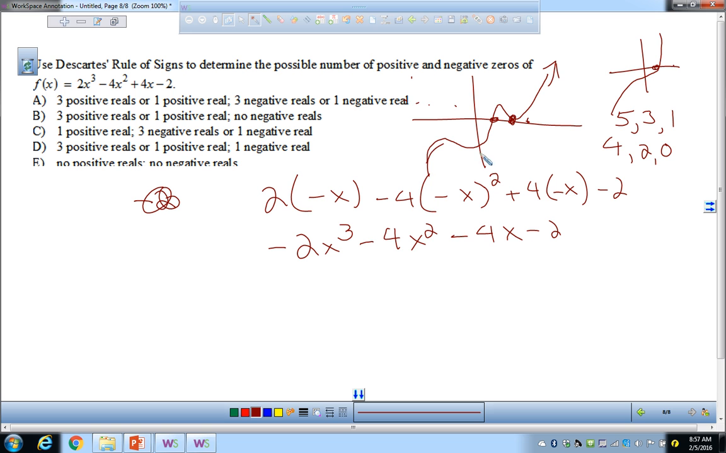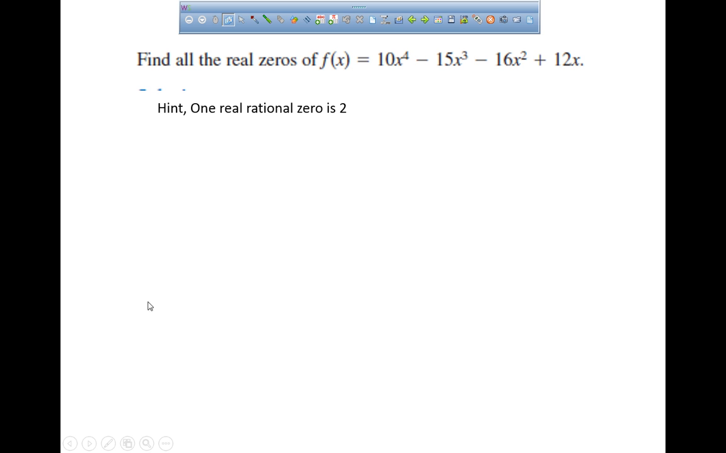Because an odd function goes like that, right? An even function, one that has an even degree, goes like that. Okay? Okay, so last problem, find all the real zeros of this. Let's just try to do it.